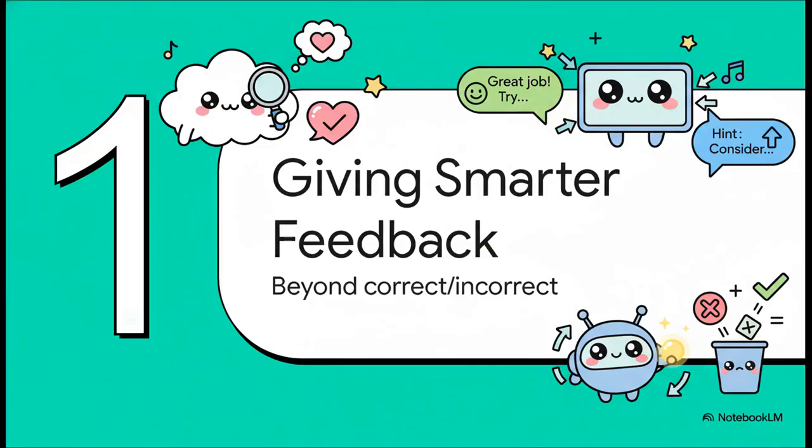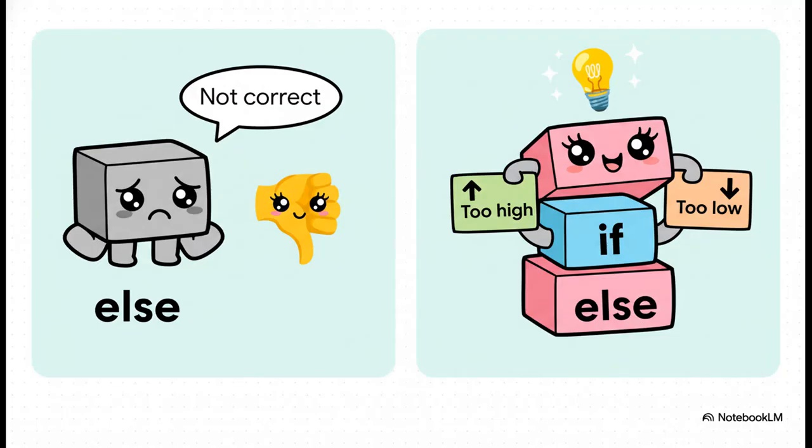Okay, so this brings us to our first major upgrade. We are going to give this program the ability to provide really specific, meaningful feedback. It's time to move out of that simple correct or incorrect world and into one where our program actually gives us useful information. And here's the magic trick.